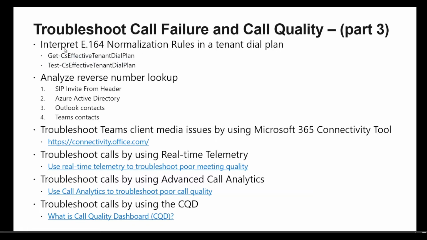Part 3 of the troubleshooting call failure and call quality. Interpreting E164 normalization rules in a tenant dial plan. So this kind of goes along with that one we had previously. I'm not going to spend too much time on it because we already talked about how these commandlets work. There are, again, some tools that you can use in the Teams Admin Center to do normalization tests and things like that. If you're not familiar with normalization rules after some of the deploy and configure sections from prior to this section, maybe go back and listen to those.